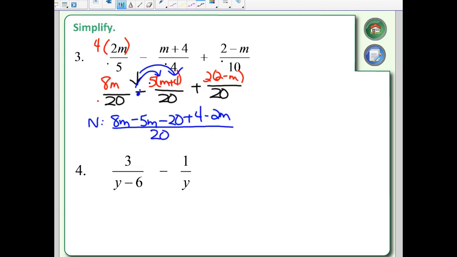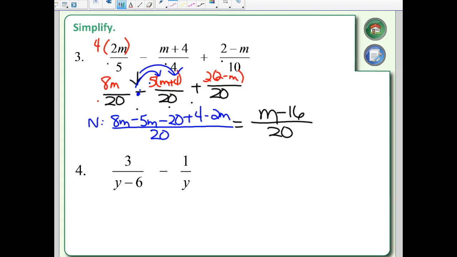What like terms can we put together? Yeah, we've got 8m minus 5m, which is 3m, minus 2m gives me m. And then we've got negative 20 and positive 4, which is negative 16, all over 20. Am I done? Yeah, I can't reduce that. Okay, don't have a GCF, I can't factor, and so all done.